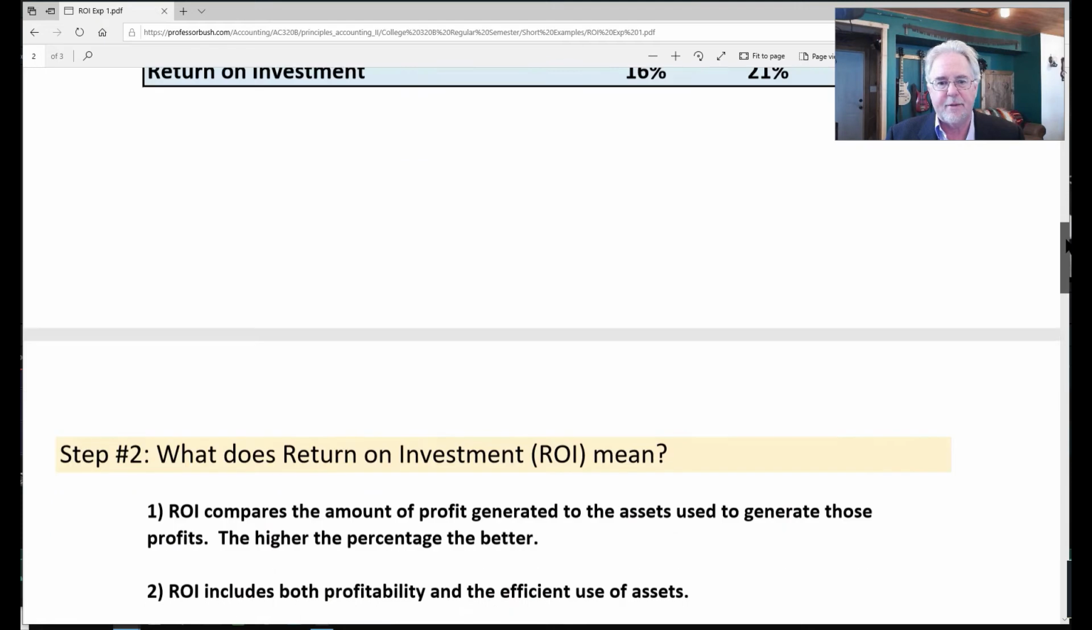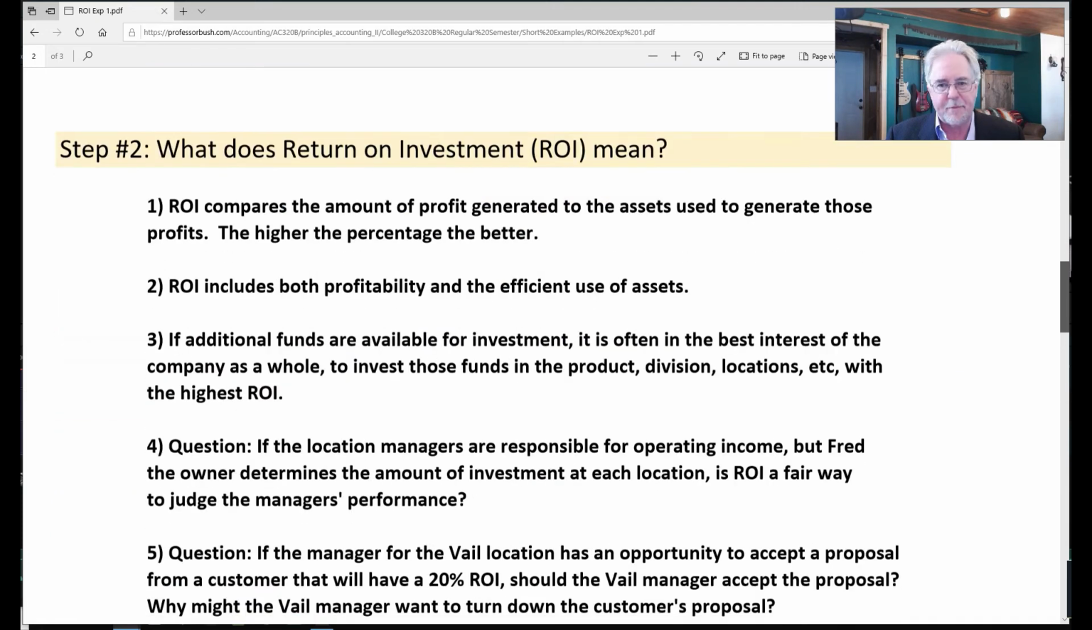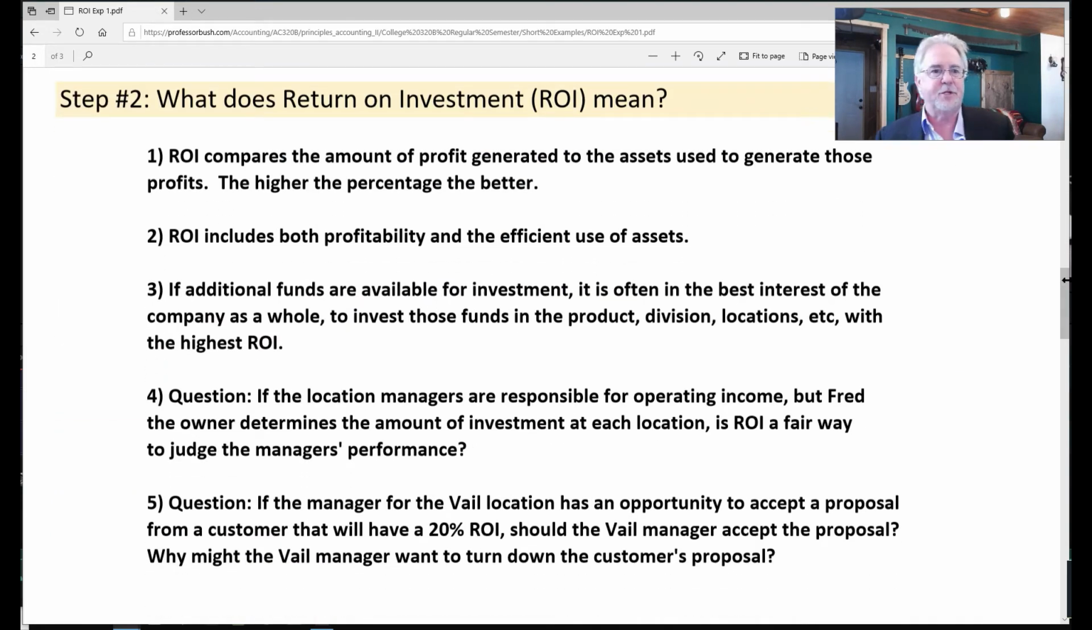So coming down here, we've got step number 2. What does return on investment mean? Here I've got 5 things for you. Number 1, ROI compares the amount of profit generated to the assets used to generate those profits. So we're comparing profit with the assets used to generate those profits. Number 2, how efficiently are those profits being generated? So ROI includes both profitability and the efficient use of assets.